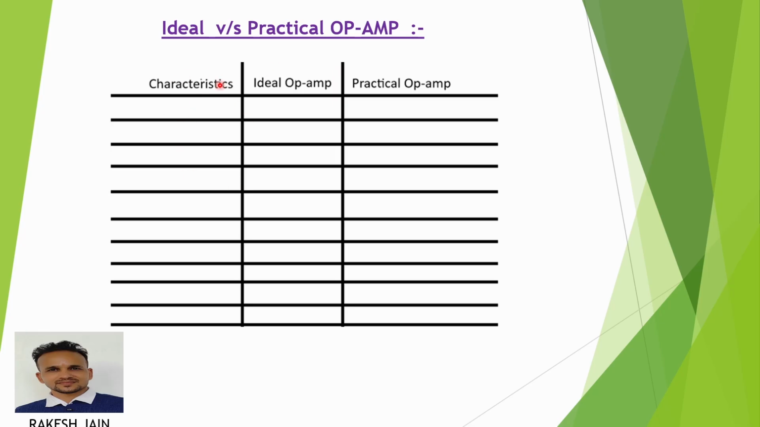So here I draw a chart which shows you the difference between ideal op amp and practical op amp in terms of different parameters, or we can say characteristics. The first, input impedance. In case of ideal op amp, the input impedance is infinite, but in practical op amp, it is approximately equal to 2 mega ohm. That is very high. Output impedance.